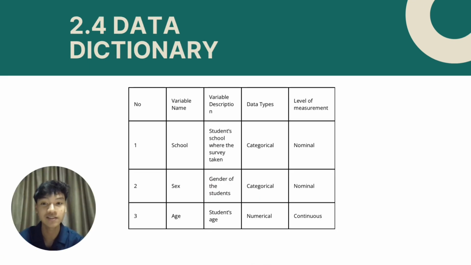And here is a few examples of the data dictionary. First, school. Variable description: student school where the survey was taken. The data type is categorical and level of measurement is nominal. And the second one, sex, gender of the students, categorical, nominal. And number three, age. Variable description: student age. Data type is numerical, and level of measurement is continuous.